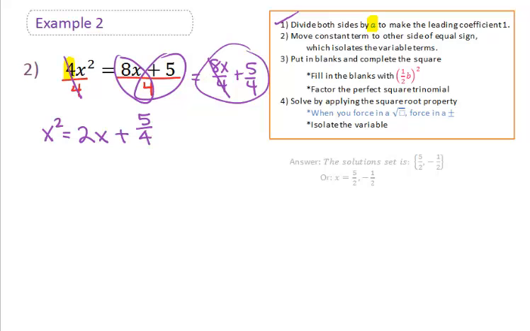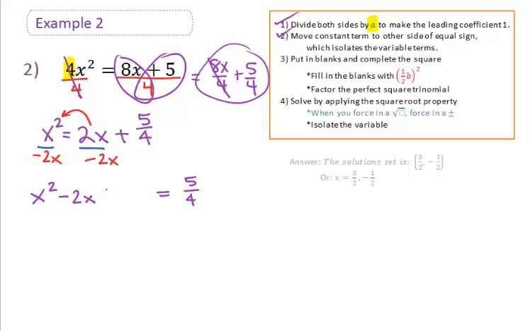At step number 2, I need to get my variable terms together on one side, meaning I need to get my x squared and my 2x together on one side, and I need to get my constant term on the other side. The easiest way to do this is to move my 2x to the other side. That leaves me with x squared minus 2x on one side, and that leaves me with 5/4 on the other side. So I have finished step number 2.